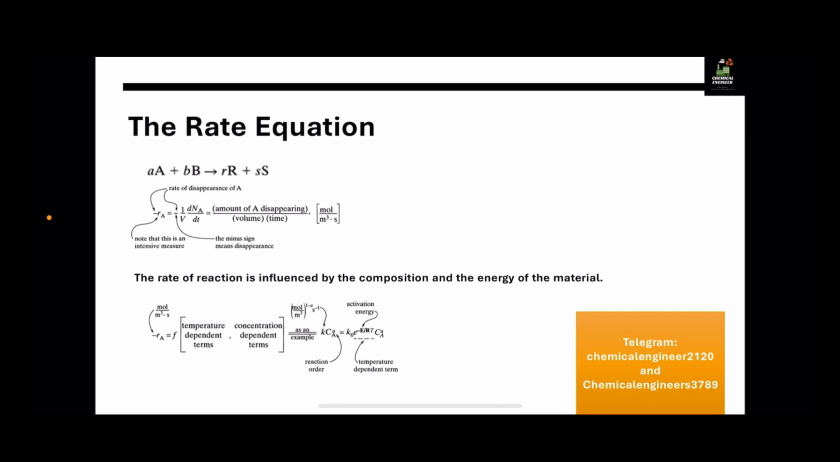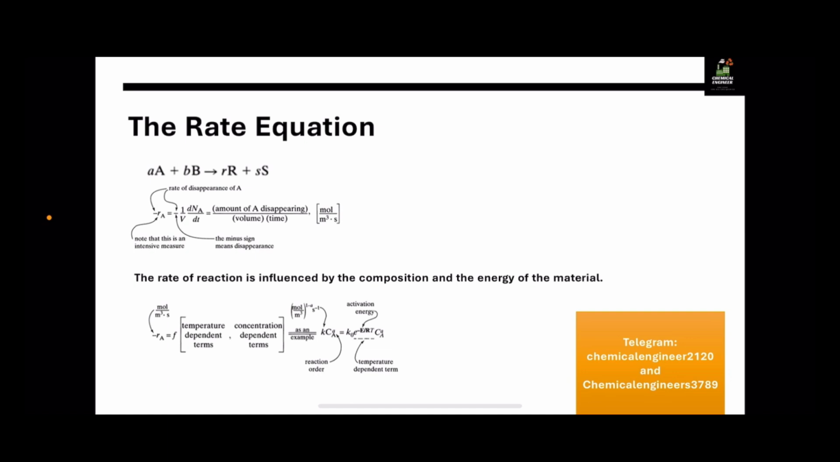Small a, small b, small r, small s are the number of moles. And capital A, capital B, capital R, capital S are the components. Capital A and capital B are on the reactant side, and capital R and S are on the product side. So capital A and capital B react to form capital R and capital S. So disappearance means A and B are disappearing with respect to time, and R and S are appearing with respect to time. So what is the rate of reaction?